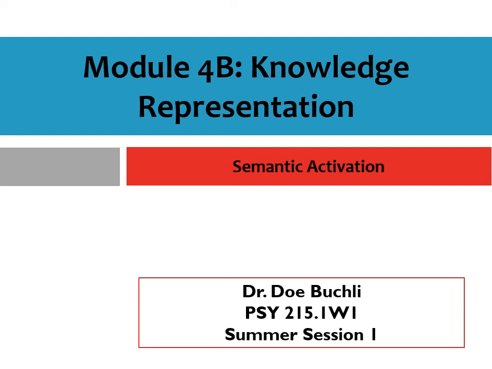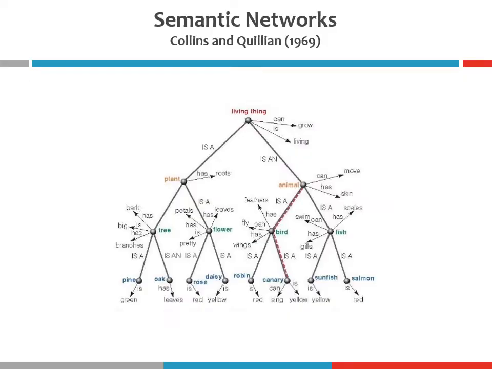All right, everyone. So our last video for Module 4B, which talks about knowledge representation, is going to be this video. And in this particular video, we're going to discuss the theory of semantic activation. Okay, so this was an idea that was proposed initially by Collins and Killian in 1969.